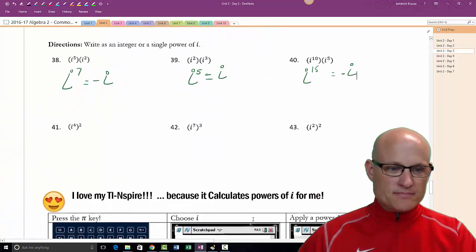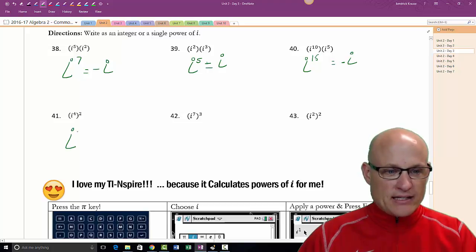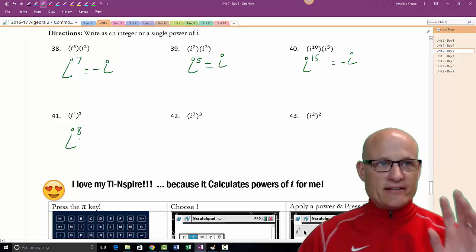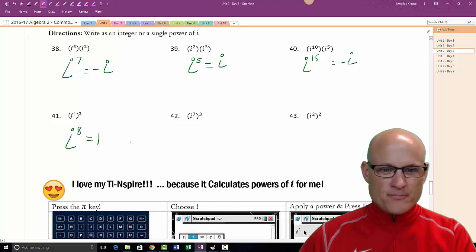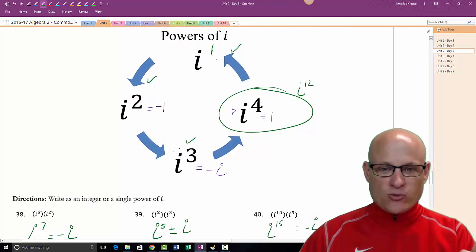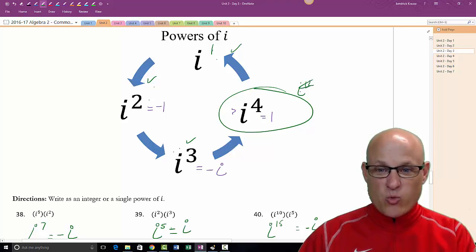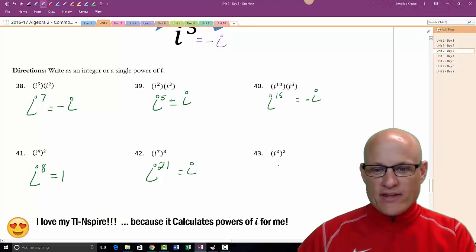Got a couple left. Now, when we have an exponent raised to an exponent, we multiply those. So that's i to the 8th. Well, i to the 8th is i to the 4th times i to the 4th. That's really just 1 times 1, so that's just 1. This would be i to the 21st. Okay, so let's see. 4, 8, 12, 16, 20. So i to the 20th, remember, is just a multiple of 4. i to the 20th is here, so the 21st is just there, so that's i. And then this is just i to the 4th, which is just 1.